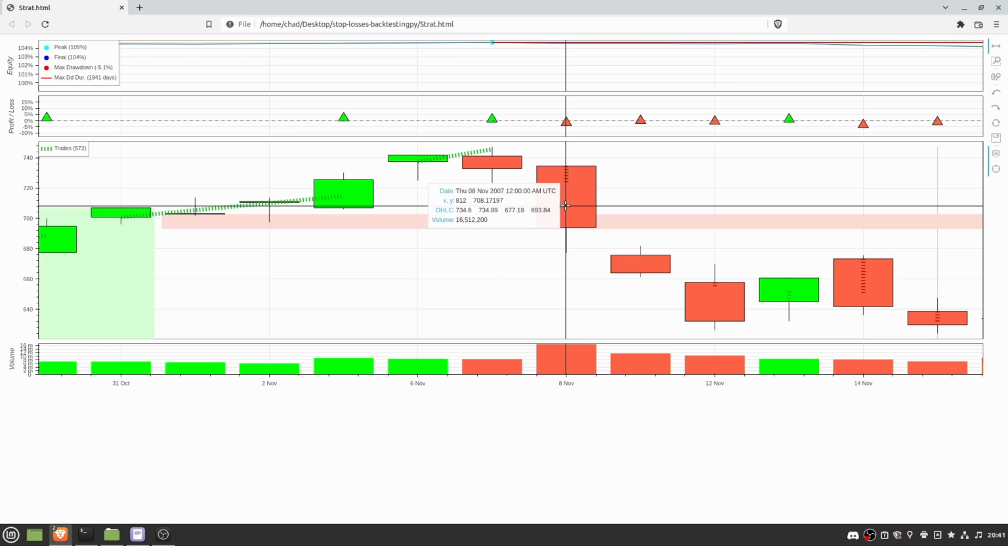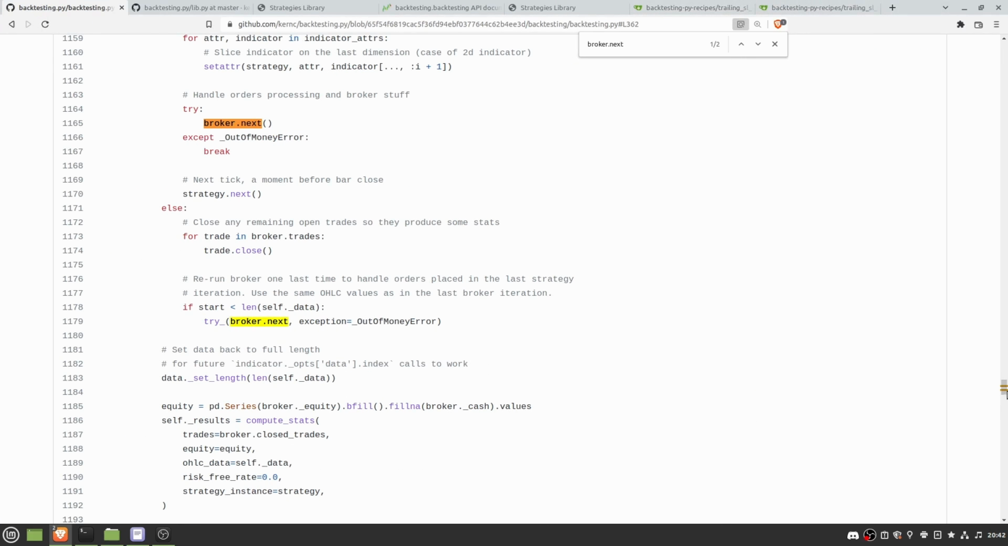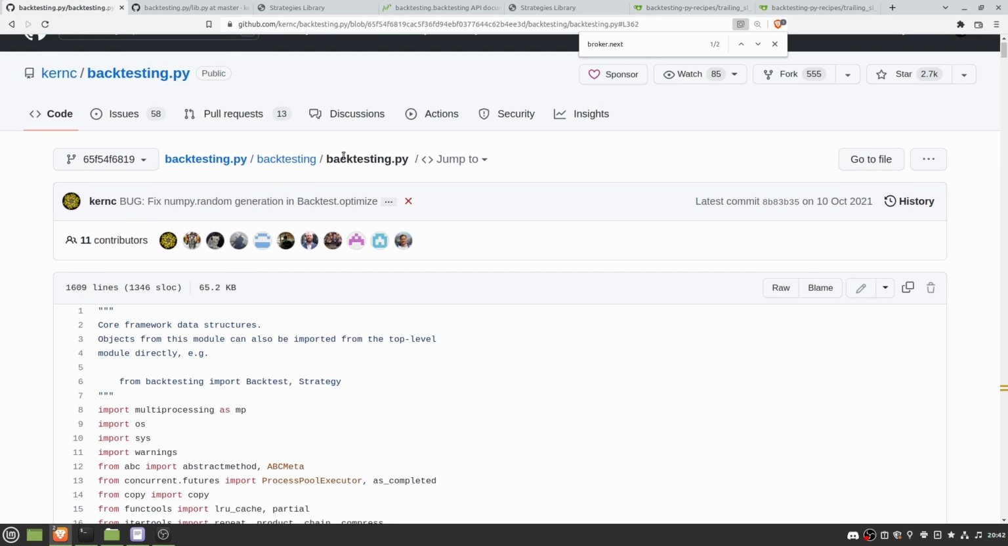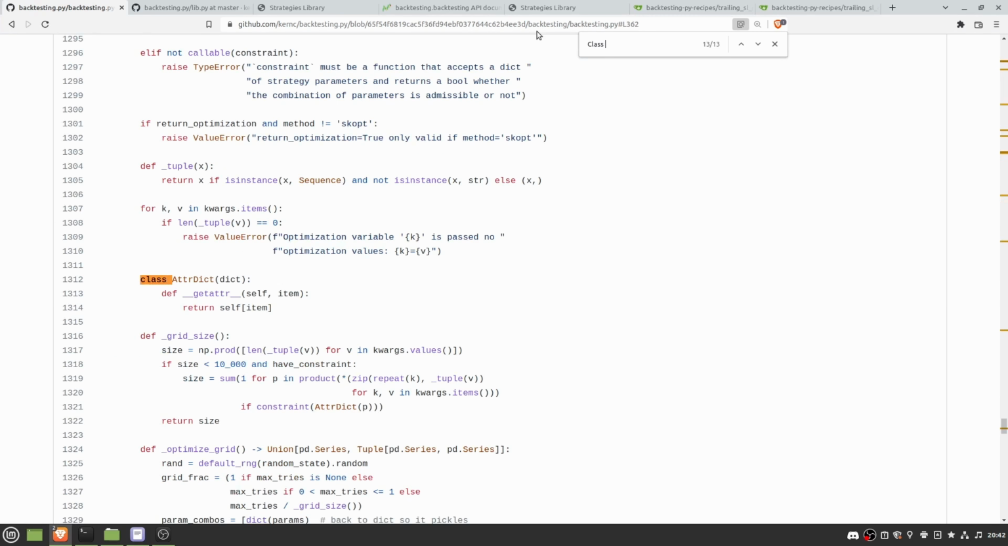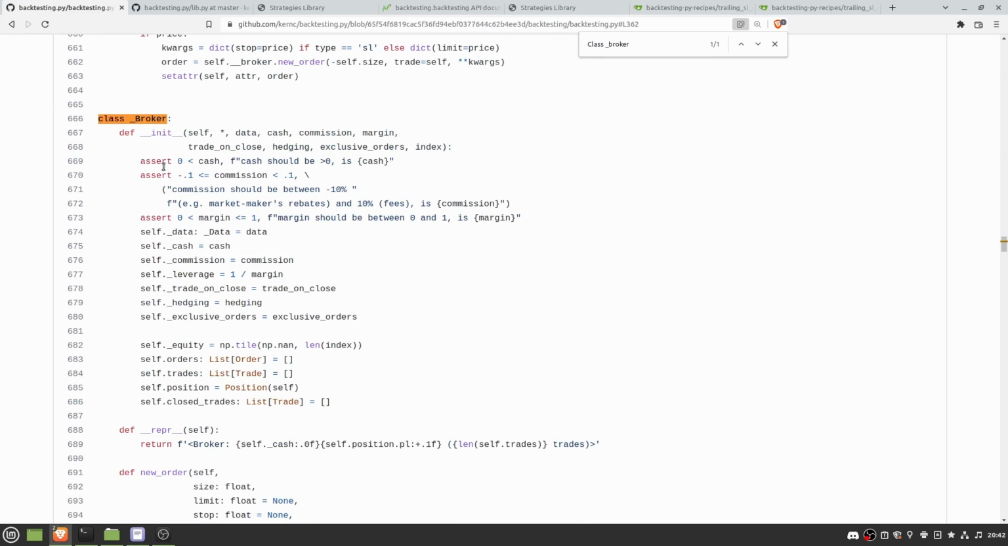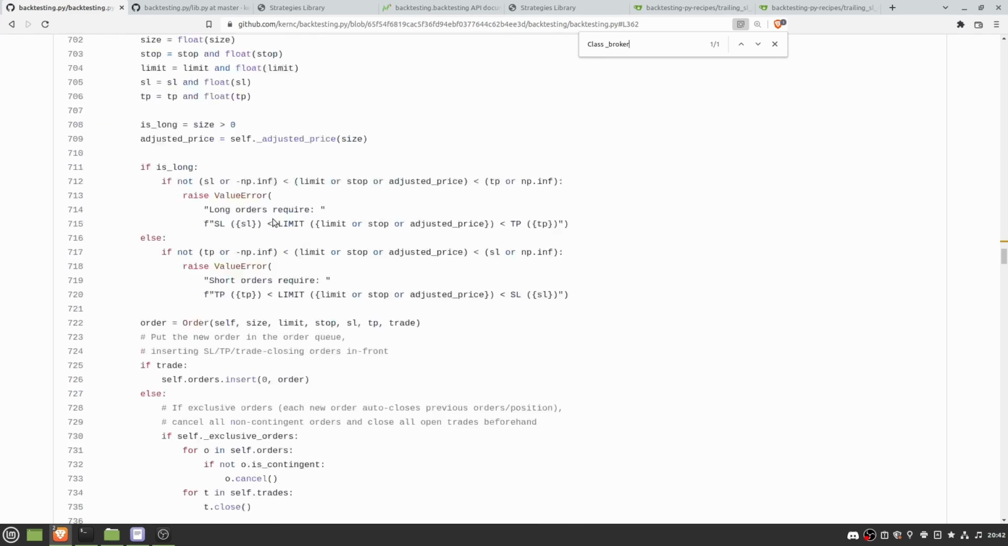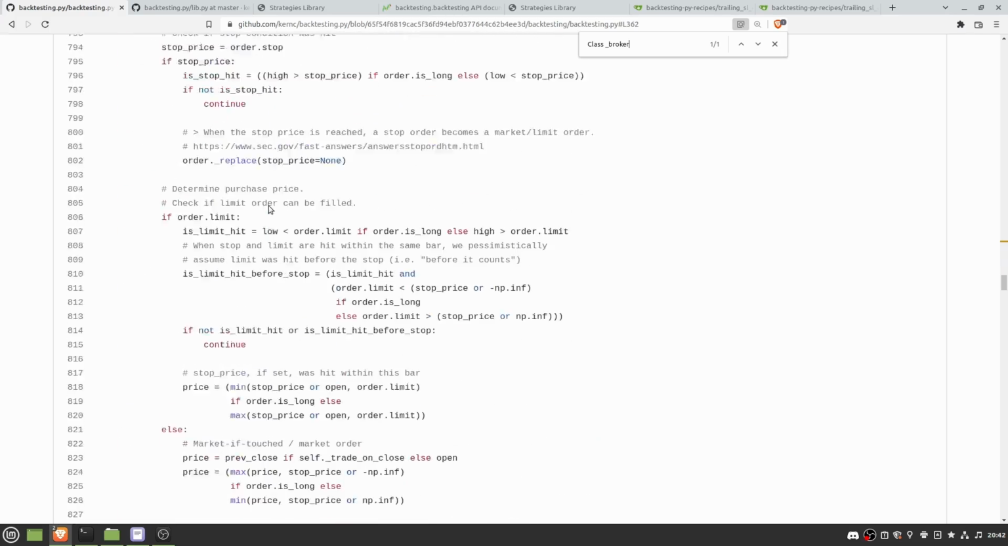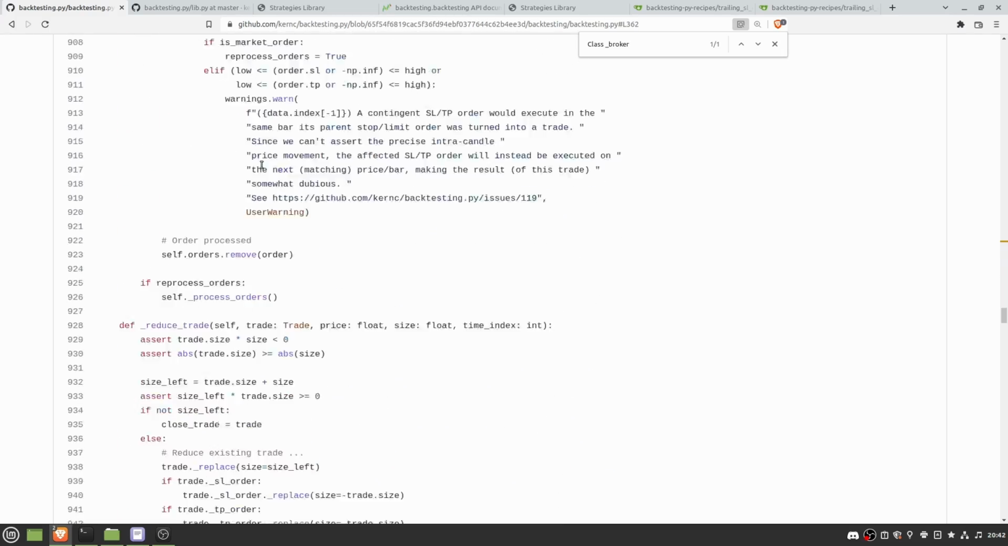It's not amazingly well documented, but if you want to find out more about how order execution works in Backtesting.py, I'd highly recommend diving into the code. If we go have a look here in GitHub, if you go to this file here called backtesting.py, it's in the backtesting folder. And if you look for the broker class here, and you scroll down a bit, the broker class is basically responsible for processing all the orders. So we can go down here. I think it's somewhere at the very end here.